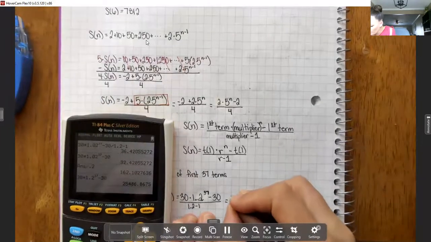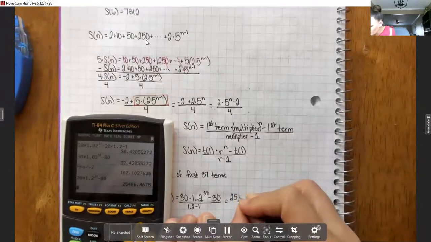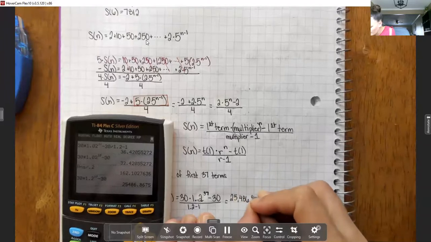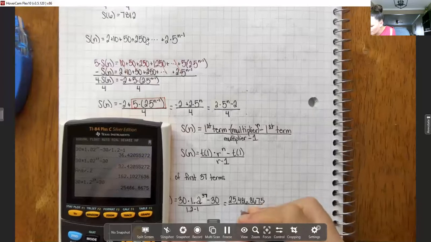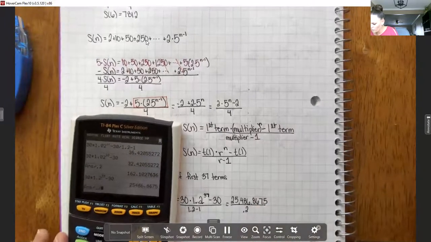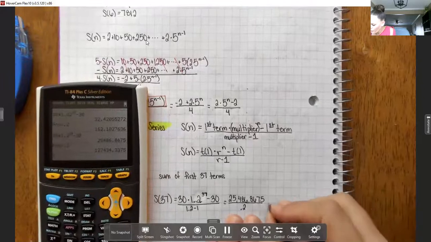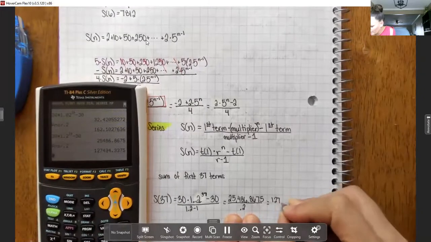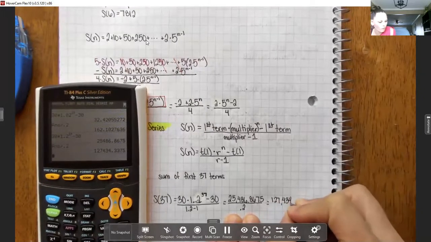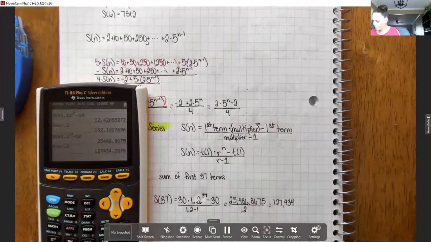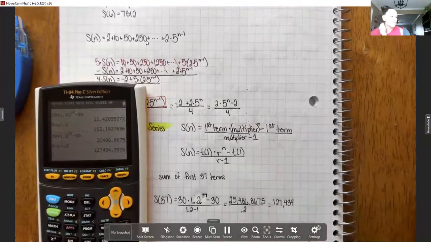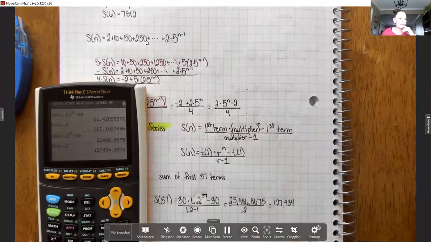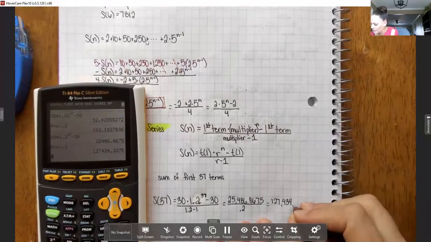So our numerator is 25,486.8675, and divided by our denominator, 0.2. So we get 127,434. Yes, there's a decimal if you want to include it. So the sum of the first 37 terms is approximately this.